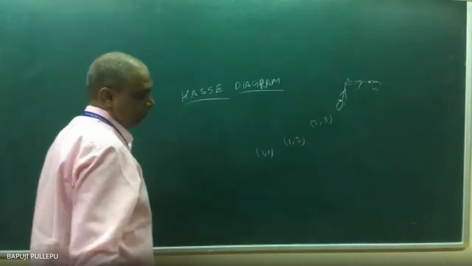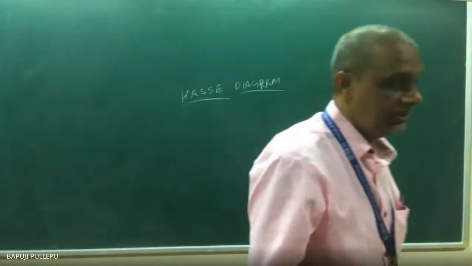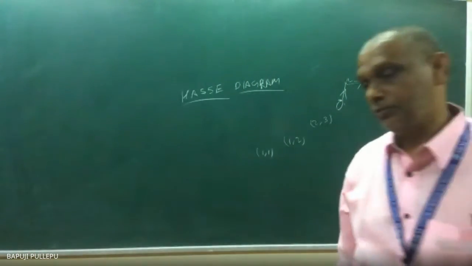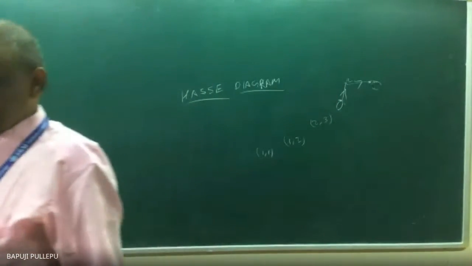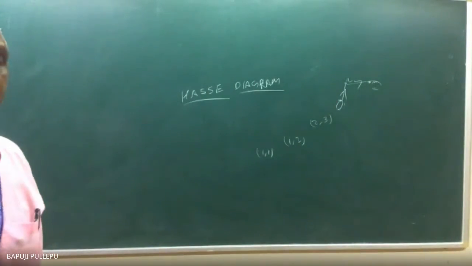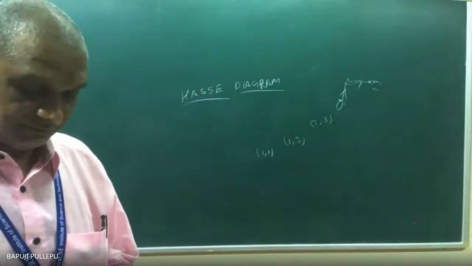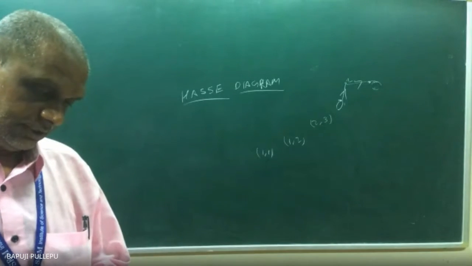See, the Hasse diagram is a more refined form of the diagram. In the diagram you have to show all edges and all directions. In the Hasse diagram, there is no need to show them. There are three ways we can follow. Just note it, and just listen.